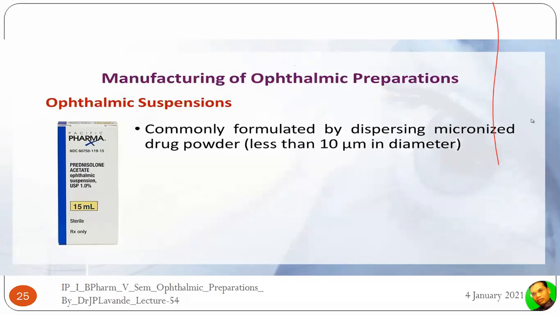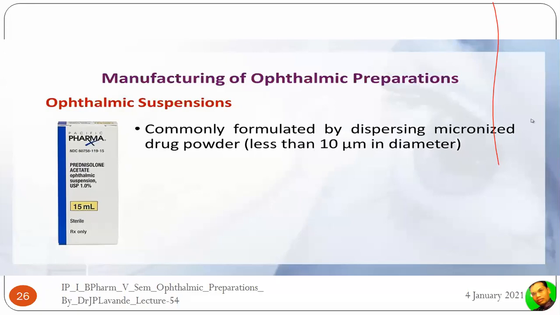Okay, let's move next. These suspensions can be commonly formulated by dispersing micronized drug particles or drug powders. You can see there is an example of the prednisolone acetate ophthalmic suspension, USP. This is official in the USP, the 1% suspension, and it contains micronized drug powder with the diameter of particulate matter less than 10 micrometers in size.